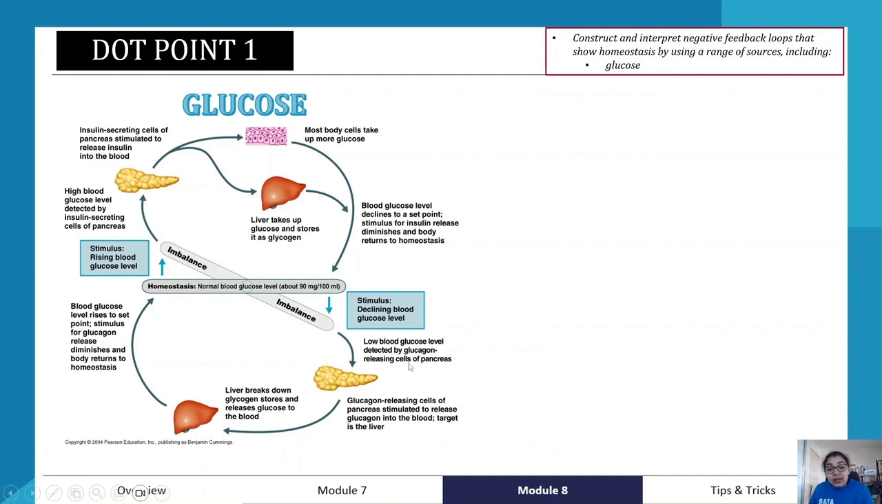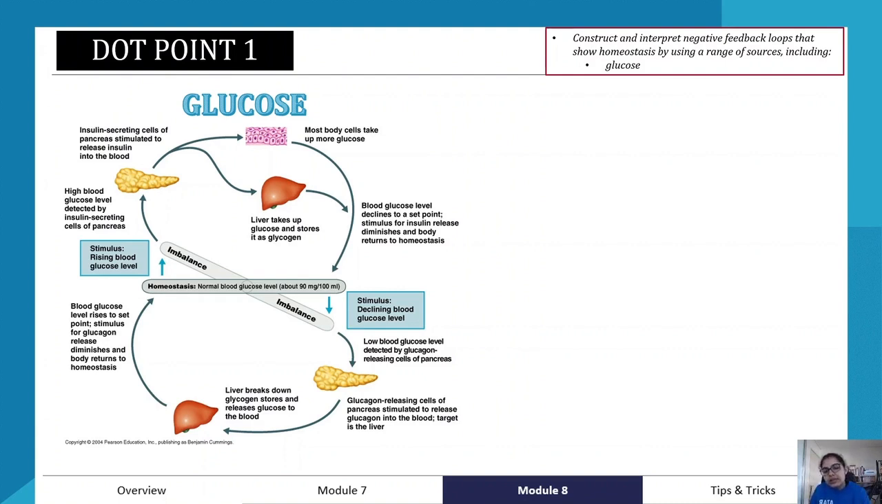And then from there, once the glucagon releasing cells of the pancreas are stimulated to release glucagon into the blood, it is going to target the liver. It's not going to target the muscles or adipose tissues just yet. It will only do that in starving conditions, or when you're exercising at a really high intensity. But that's a whole different topic, not related to this. That's metabolism.